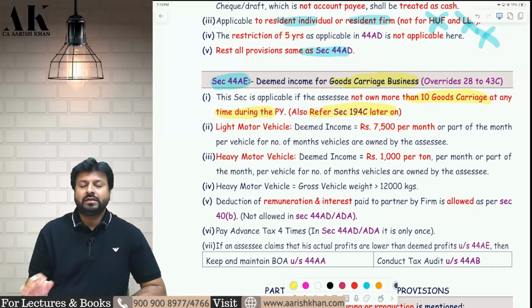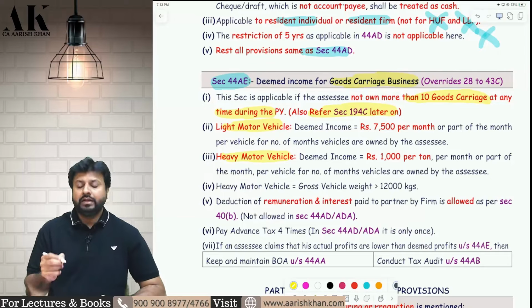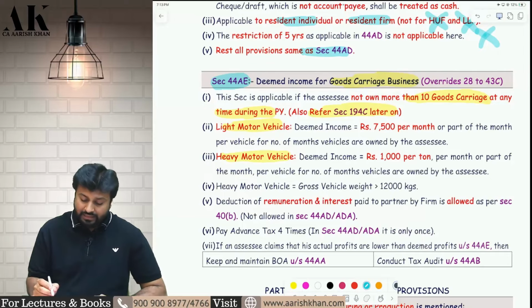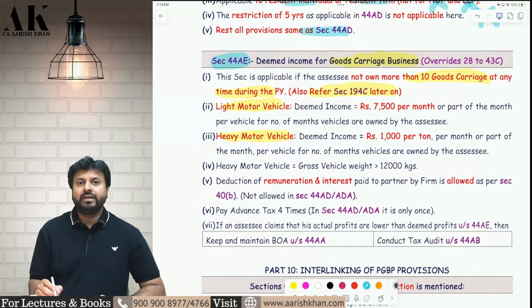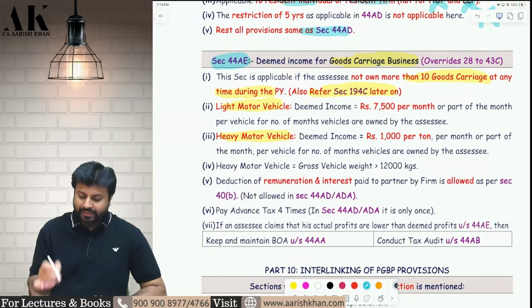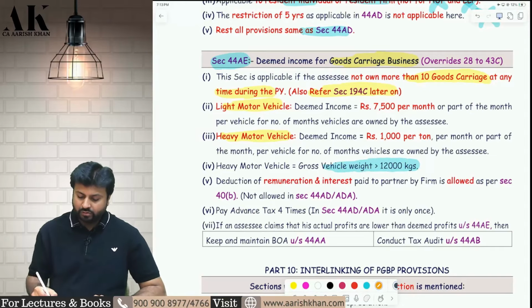Now what is the deemed income? Deemed income depends upon the weight of the vehicle. If there is a light motor vehicle, deemed income is different. If there is a heavy motor vehicle, deemed income is different. What do I mean by light and heavy? Light means if the weight of the vehicle is up to 12,000 kg, it is light. If the weight of the vehicle is more than 12,000 kg, it is heavy. I hope it is clear to all of you.